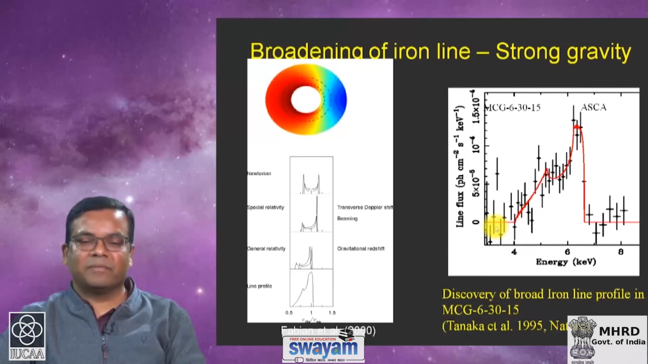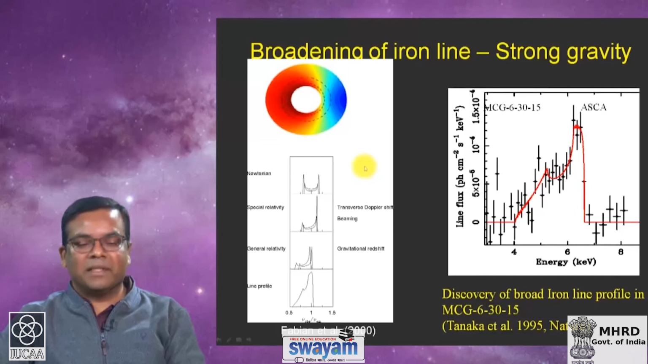Therefore, X-rays become a very important tool to study the strong gravity near the central supermassive black holes. And there are observational signatures which allow us to study this. One example is the broad fluorescence iron line which arises from these active galaxies. So, what happens? Let us go through the very basic process.